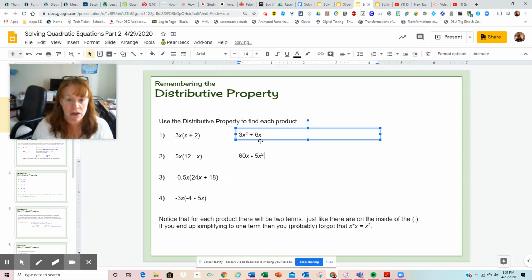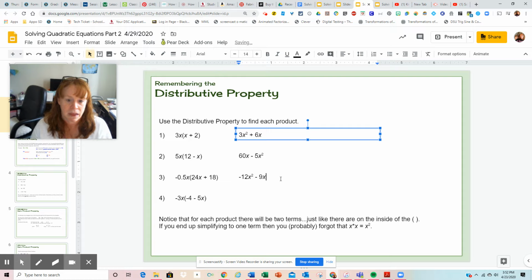So now I'm multiplying by a half. Multiplying by a half, negative 1/2 times 24 is negative 12x squared. And then half of 18. This is going to be minus, because I've got this negative times this positive, so it's going to be minus 9x.